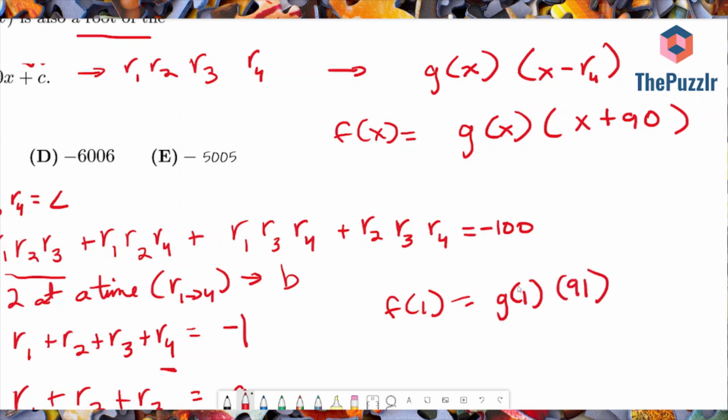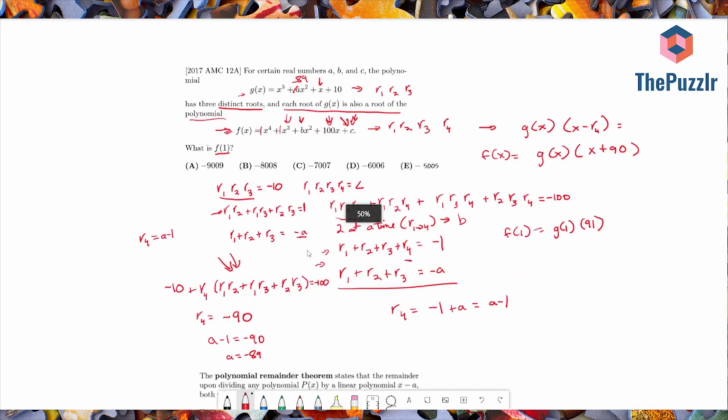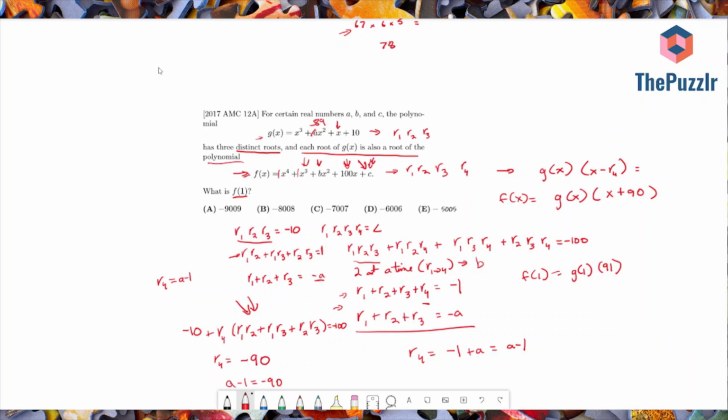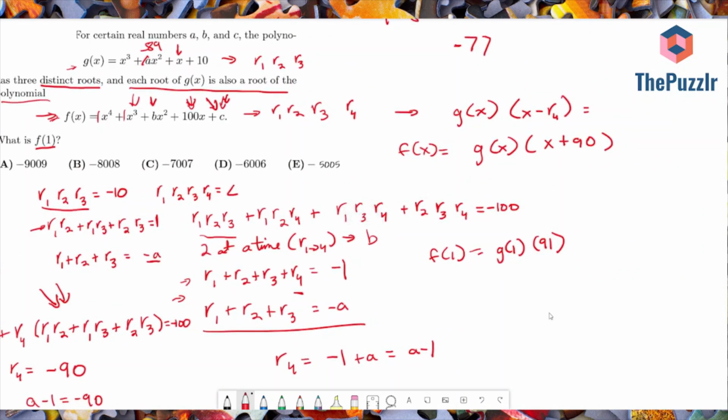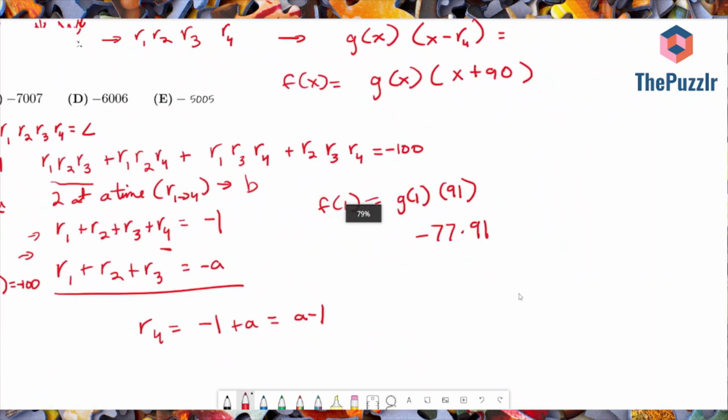I know how to find g of 1 now. G of 1 is just plugging 1 into g of x, which I know what that is. If you plug in 1, that's just going to be the sum of the coefficients. So that's going to be 1 minus 89 plus 1 plus 10. That tells us 2 plus 10 is 12 minus 89. So 89 minus 12 gives us 77, so that would be negative 77. So this is simply negative 77 times 91. Hopefully that's an answer choice, but we can check that.